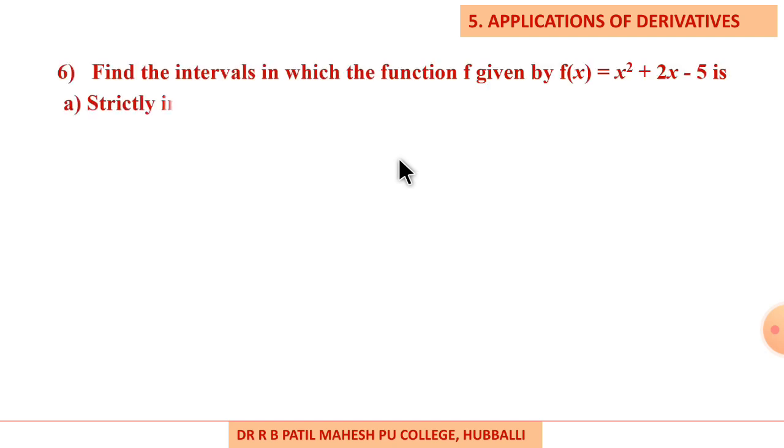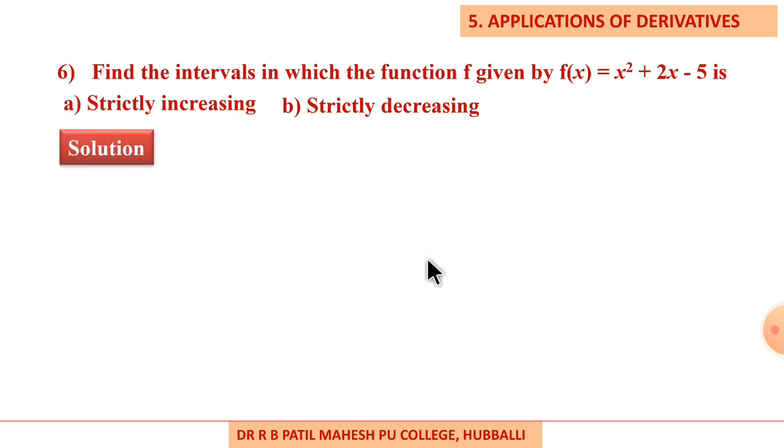Okay, next example, a similar method example is there. Find the intervals in which the function f given by f of x equal to x square plus 2x minus 5 is strictly increasing and strictly decreasing. At what interval the given function is strictly increasing and for what interval the function is strictly decreasing.